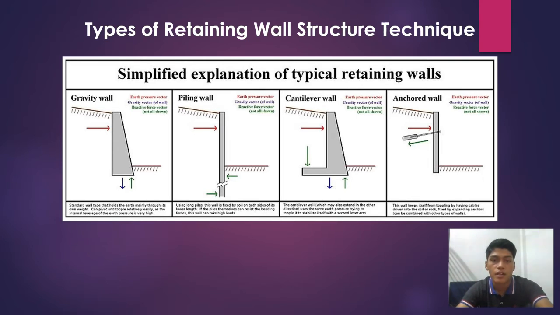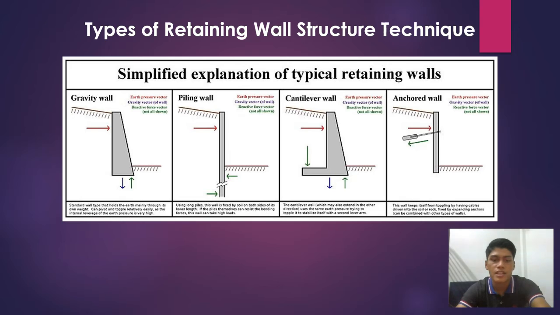Second we have piling wall. Piling wall is an earth retention and excavation support technique that uses sheet segments with interlocking edges to keep dirt. The piling retaining wall is held in place by soil on both sides of its lower length due to the use of lengthy piles. If the piles can withstand bending force, the retaining wall can withstand heavy loads.